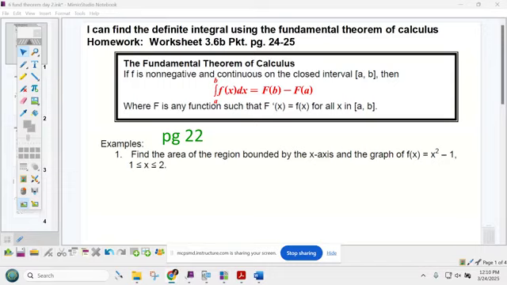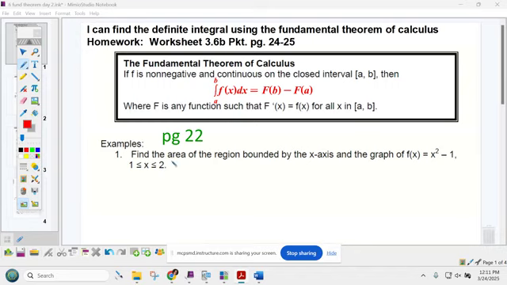Okay, we're going to start on page 22. If you were not here yesterday, or even if you were, at the top, fill in the definition of the fundamental theorem of calculus. What that says is when we have the definite integral from a to b, we can find the antiderivative, which is the capital F, input the value of b, subtract, input the value of a, and that gets you the answer to the definite integral.